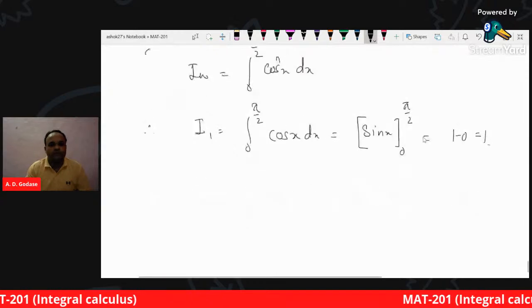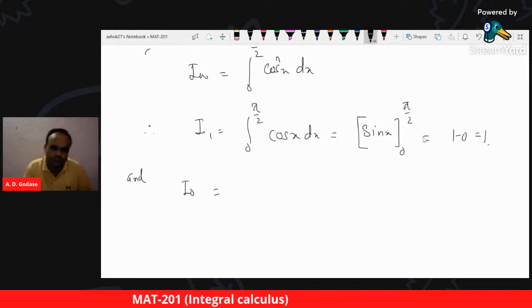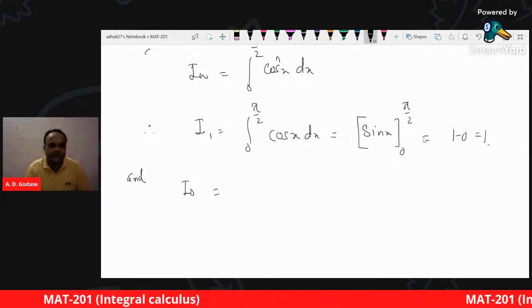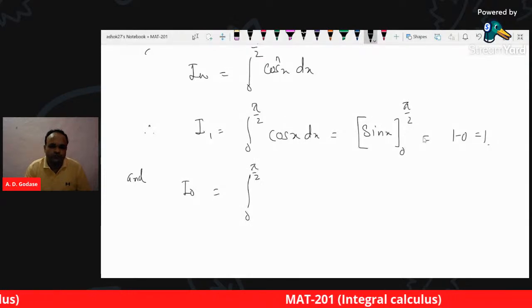And in a similar way, what is I0? If you put n equal to 0 here, we'll get I0, that is the integration from 0 to pi by 2 of cos raised to 0 x, and it is just dx.